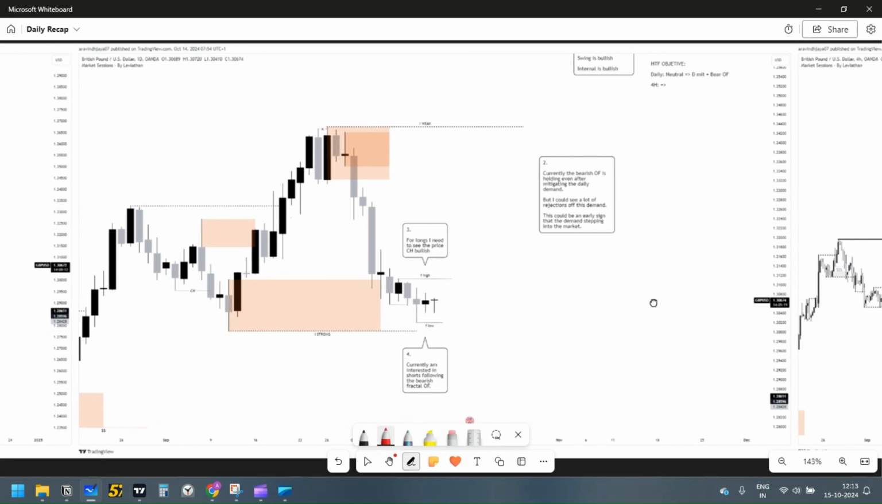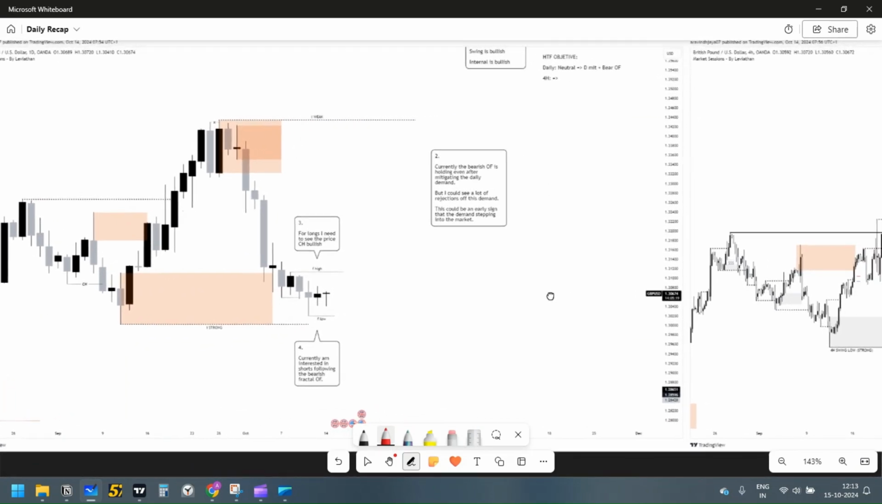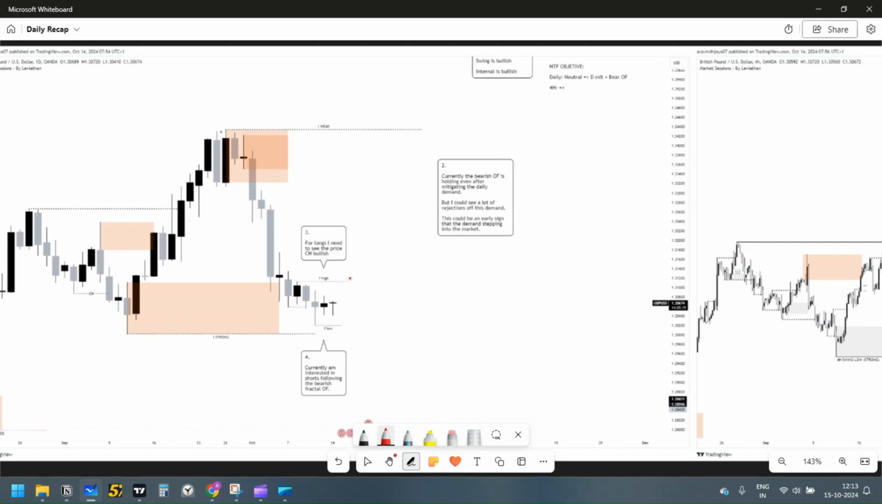This is a bit zoomed in version for your reference. Yeah, for long I need to see the price CHoCH bullish, but because I can't play longs against this bearish order flow, against the falling knife, I must see sufficient confirmations from the high time frames before taking long. So currently I'm interested in shorts following the bearish structural order flow. So as simple as that.